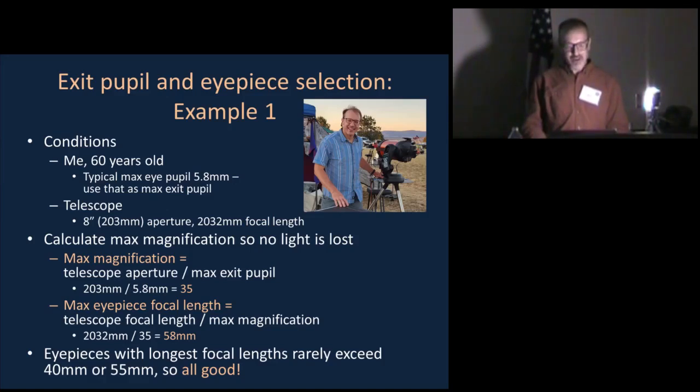What does that correspond to in terms of eyepiece focal length? So if I go back and do the math, that comes out to be a 58 millimeter eyepiece. 58 millimeter, that's a pretty big eyepiece, and focal lengths rarely get bigger than that. So with this telescope, it's all good. Pretty much any eyepiece that I'm going to use, I'm going to be fine.